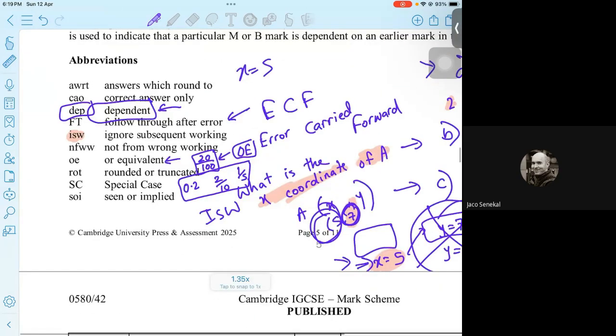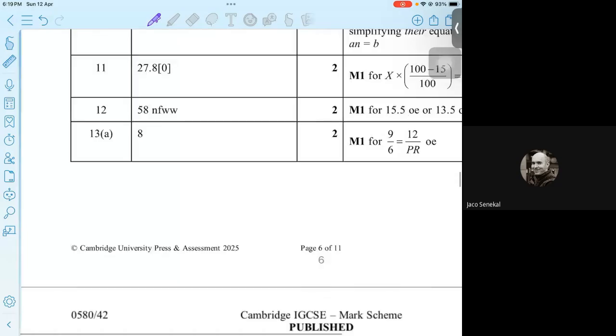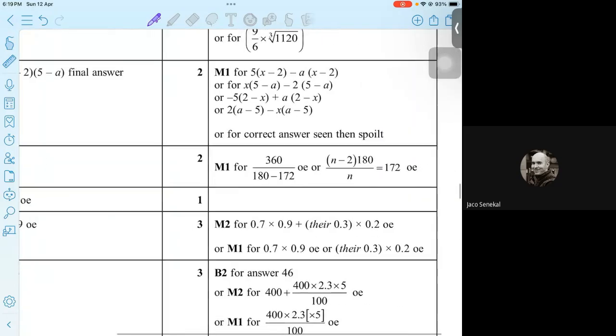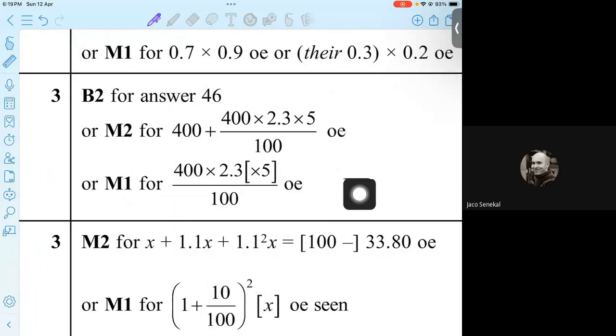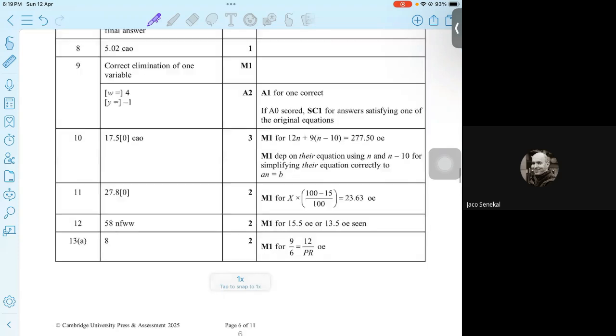You will often see that the answer just says OE. See, for all of these, it says OE, OE. This basically means that as long as you somehow reach this formula in any other form or state, or in any other value which is equivalent to this, you will get the marks for this. Okay, that's basically all you have to know.